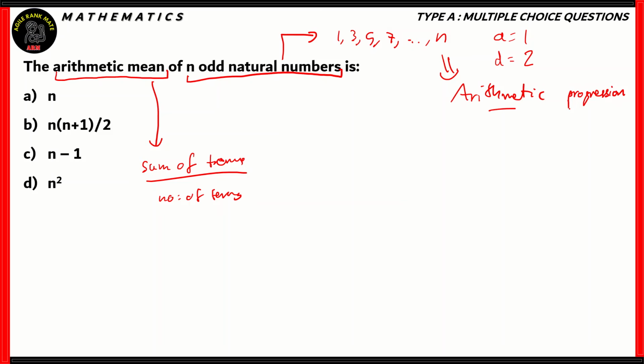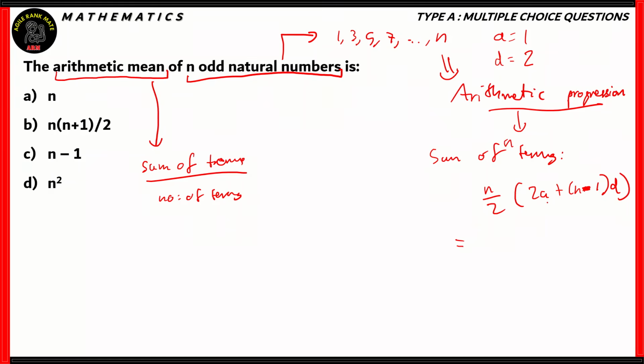But we know that it's an arithmetic progression, so the sum of terms for an arithmetic progression would be given by the formula n by 2 multiplied by 2a plus n minus 1 times d. This is the formula for the sum of n terms. So when we replace a with 1 and d with 2, we will get n by 2 times 2 times 1, that's 2, plus n minus 1 times d, which is dn minus d.